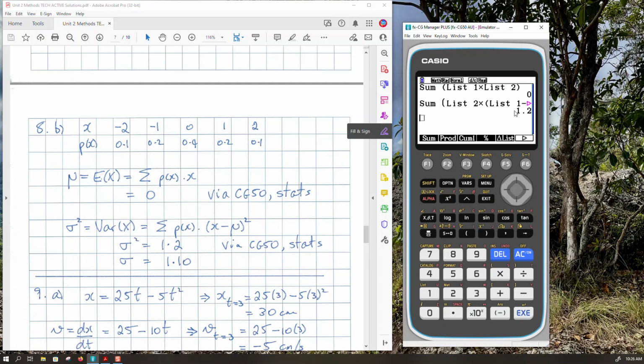Now, the main focus, of course, was showing you how to use these list functions to calculate about numbers which were stored in lists via the statistics app. That's why I've written here, CG50 Stats app.